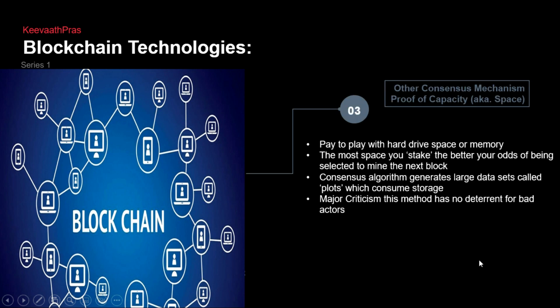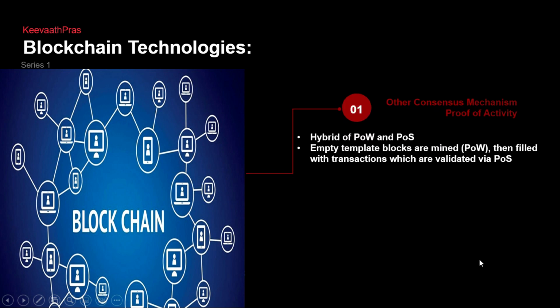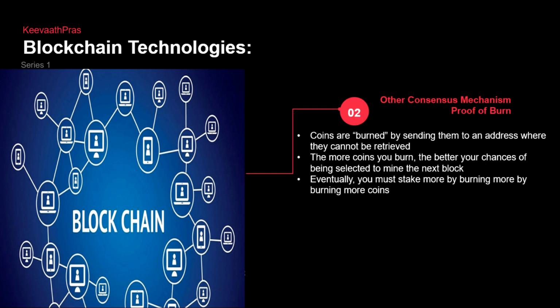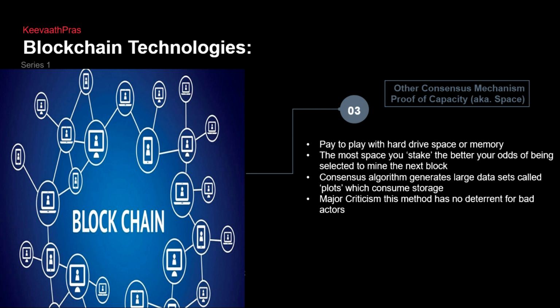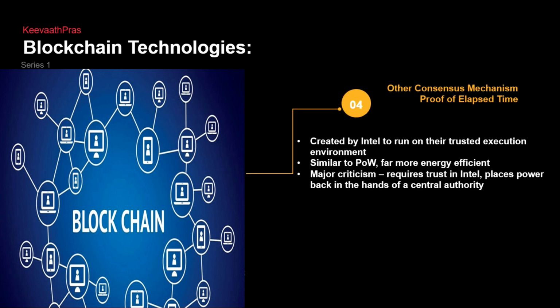So what did we learn? We have many mechanisms: proof of work, proof of stake, proof of activity, proof of burn, proof of space, proof of elapsed time. So there are at least 6 of them as of today.